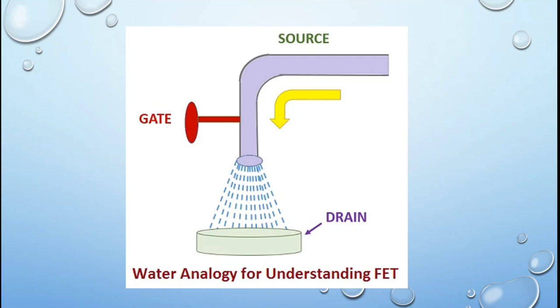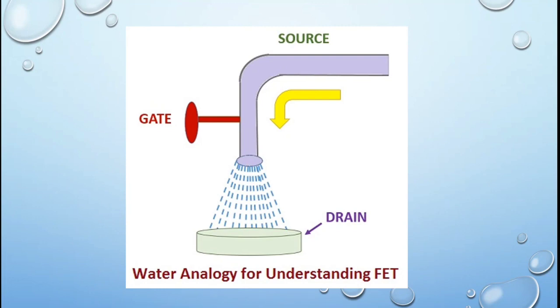Then drain, here is the drainage. It is compared to drainage or some other vessel that collects the water. Here in the field effect transistor also, the drain will collect the flowing current. That's the comparison, or a small understanding about the field effect transistor.